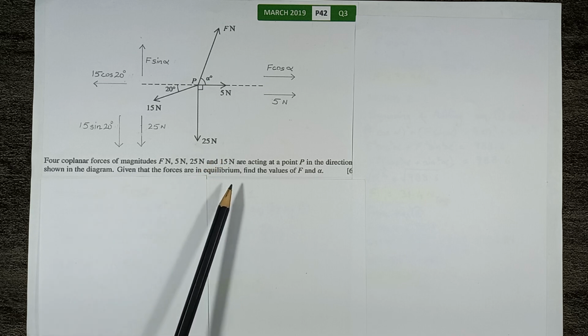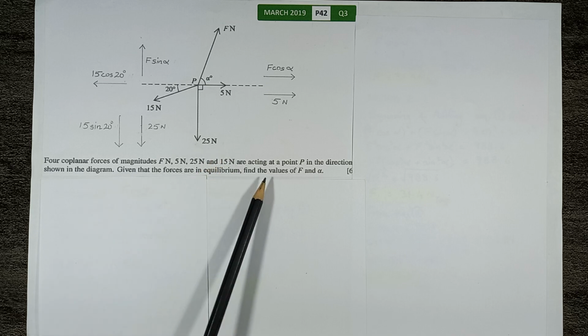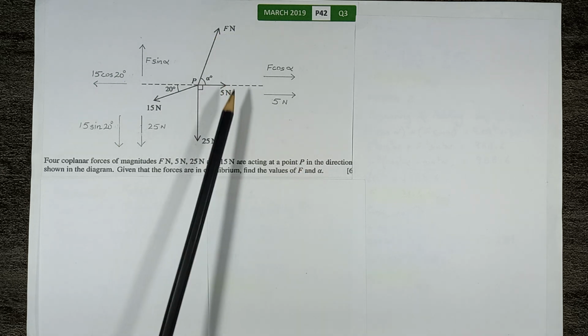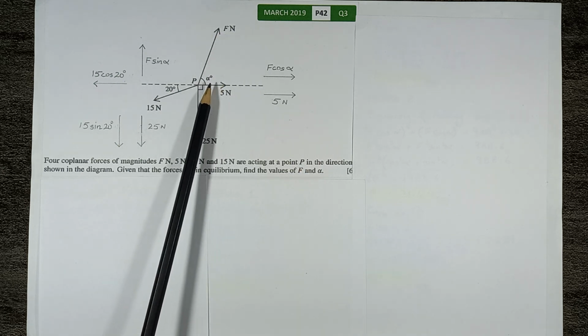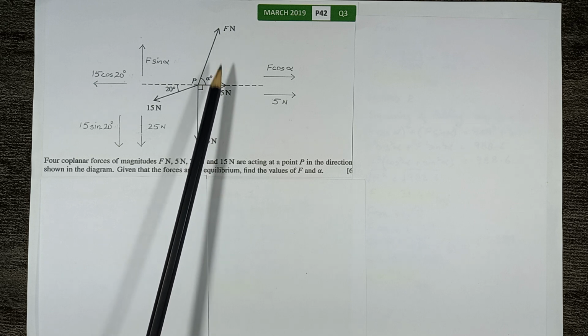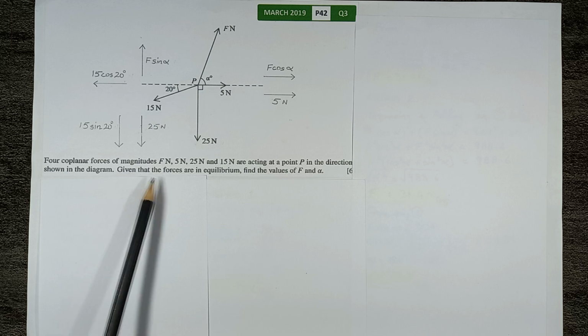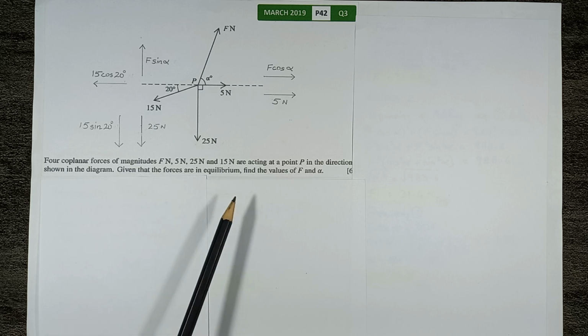Given that the forces are in equilibrium, find the value of F and alpha. F is over here, which is the unknown force, alpha, which is an angle. We have to find the value of these two, and the condition that they have given us is that the forces are in equilibrium.